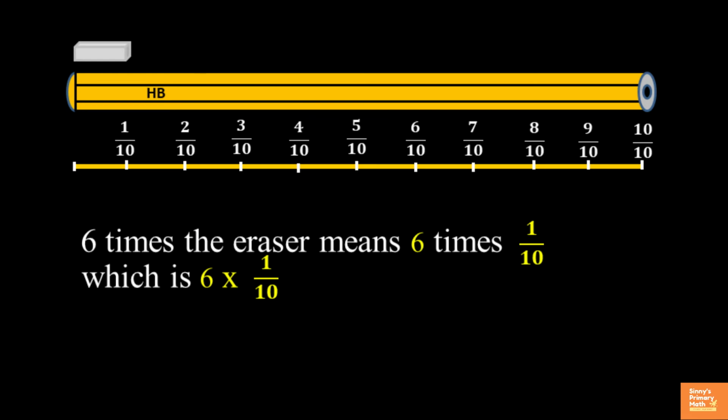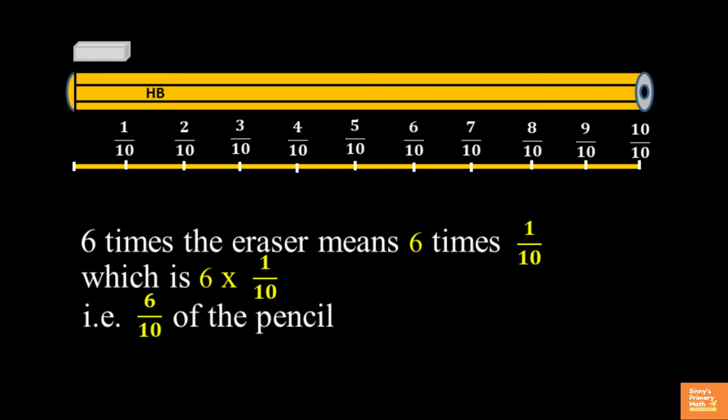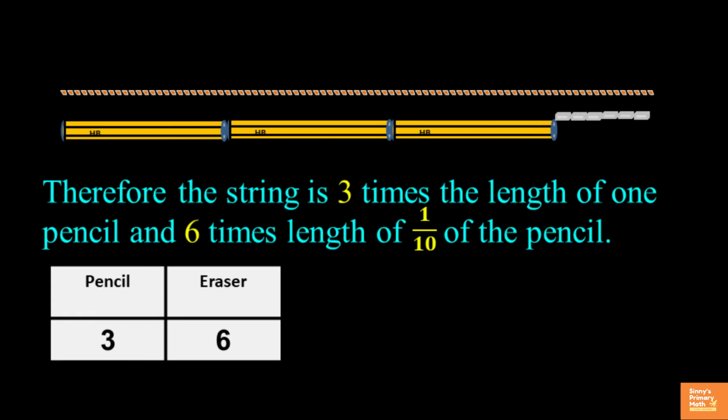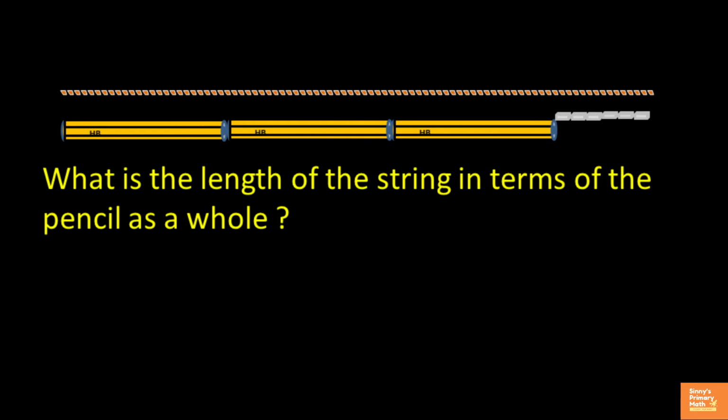Then 6 times the eraser means 6 times 1/10, which is 6 into 1/10. That is 6/10 of the pencil. Therefore, the string is 3 times the length of 1 pencil and 6 times the length of 1/10 of the pencil. In the table, I am writing ones below the pencil and tens below the eraser. So, what is the length of the string in terms of the pencil as a whole?